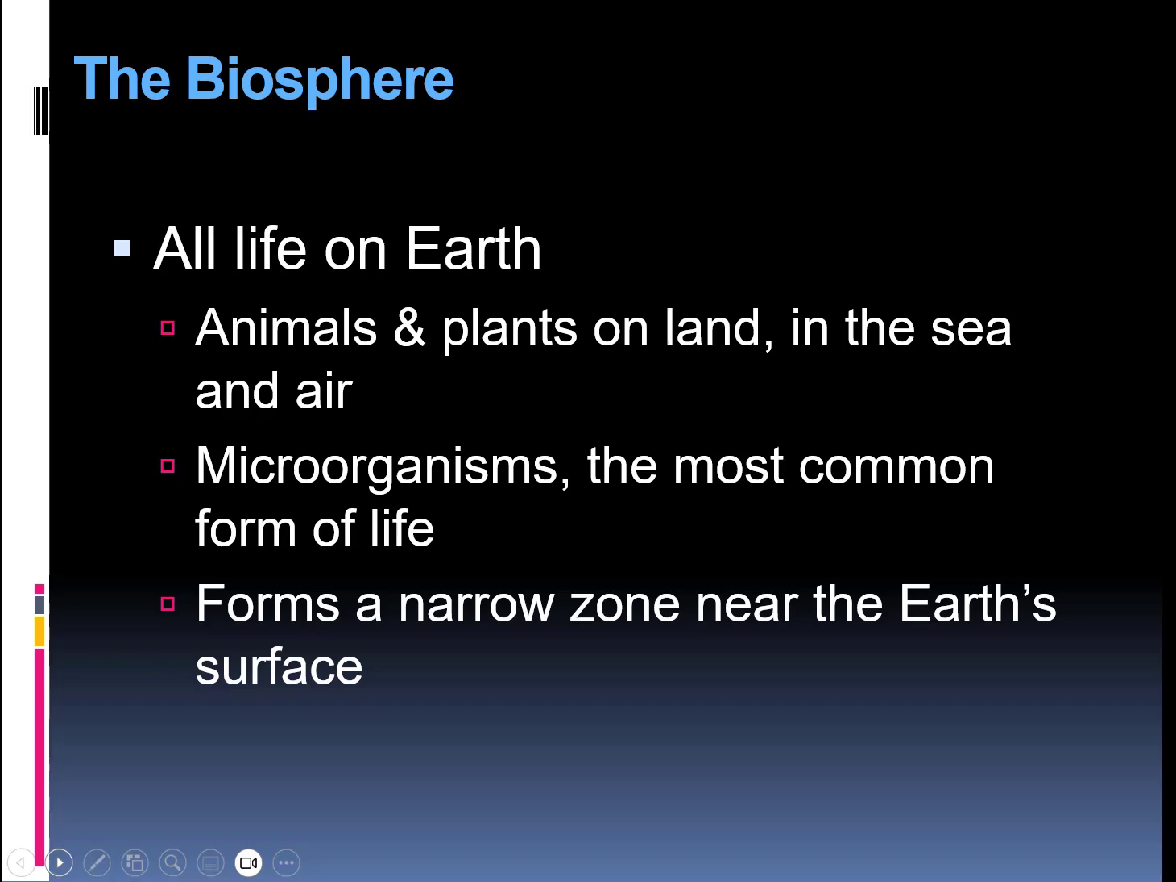If you think about the life forms, it's easy to understand that the ones which we don't really see are plentiful, just in our tummy there are millions of microorganisms. So those are the most common form of life. The biosphere forms a narrow zone near the Earth's surface. It could go up and down, of course, because in the oceans you got life, in the Earth you got life, and in the atmosphere we got life. So it's not only on the surface of the Earth, but all over, everywhere.